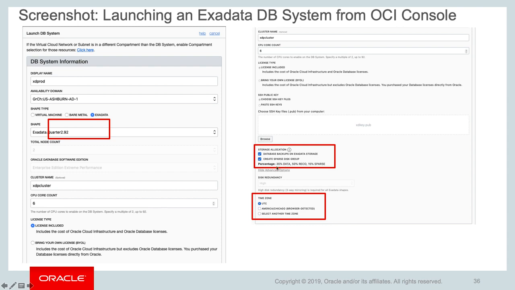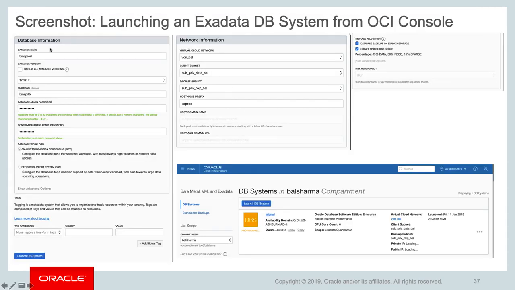In that situation, you will have 35% of storage space available for data, 50% for reco, and 15% for the sparse disk group. A sparse disk group is for snapshots or snap clones. It is based on copy-on-write technology. So Exadata provides sparse clone functionality, and that is used for test, dev, and UAT kinds of databases. Another option you can see here is time zone information, and inside time zone you have UTC as well as the selected regional time, or you can also specify any other time zone if you want.